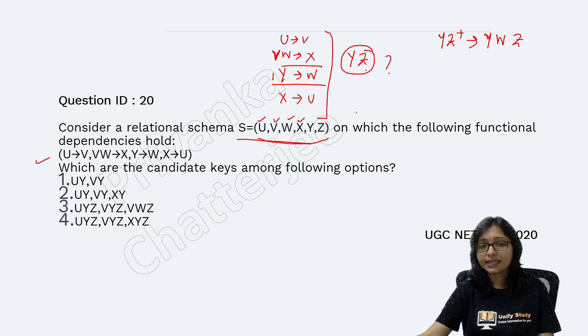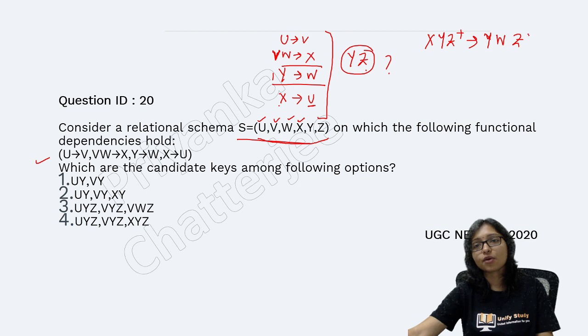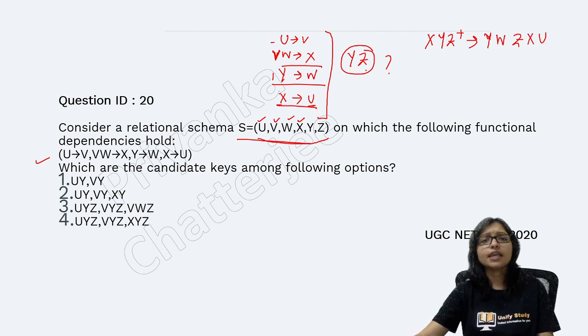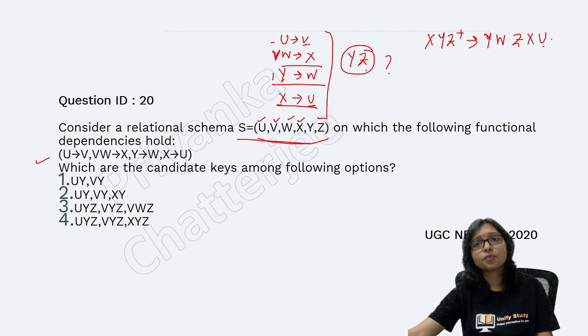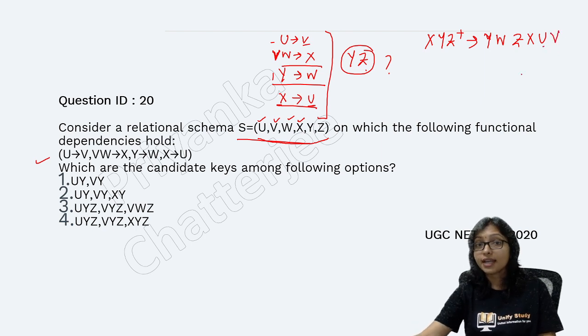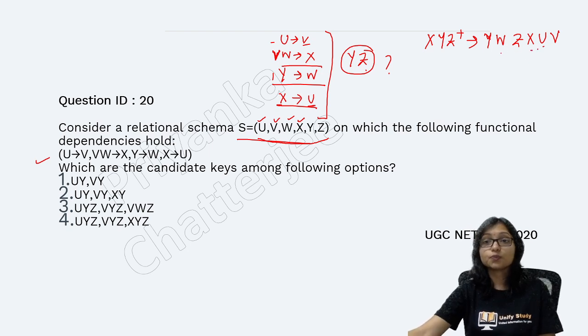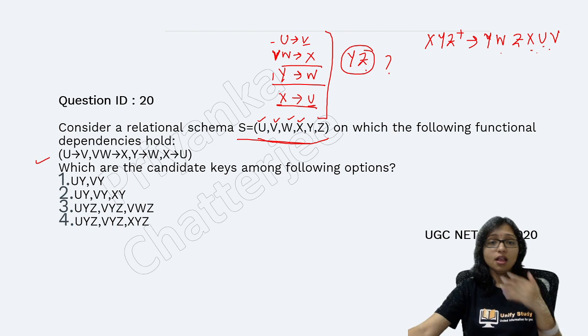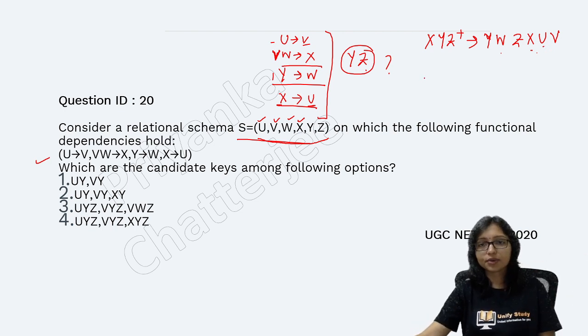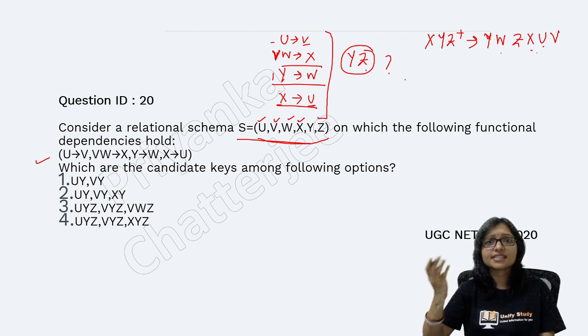If I add something, is it possible? See, if I add X with this, giving XYZ, then X can identify U. Now U is also coming, and from U you can identify V also. Now you saw that all have come: X, W, Y, V, Z. Everything came here, so it is done. You got your candidate key.